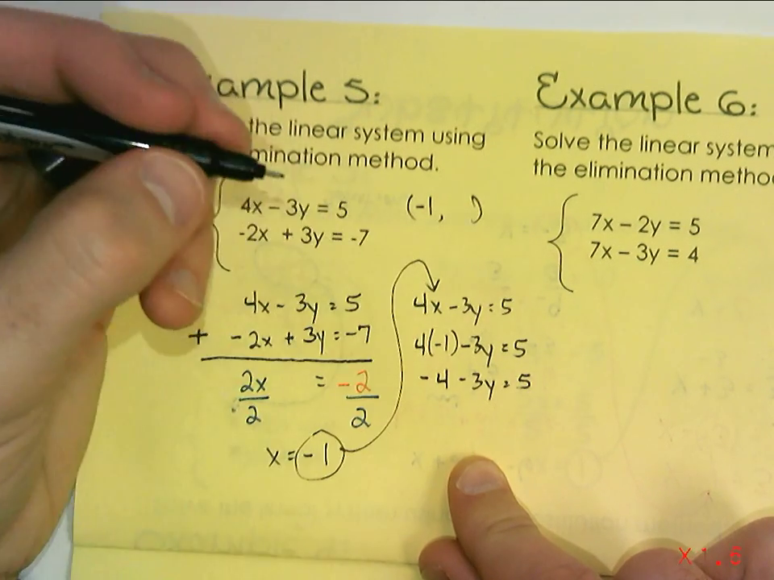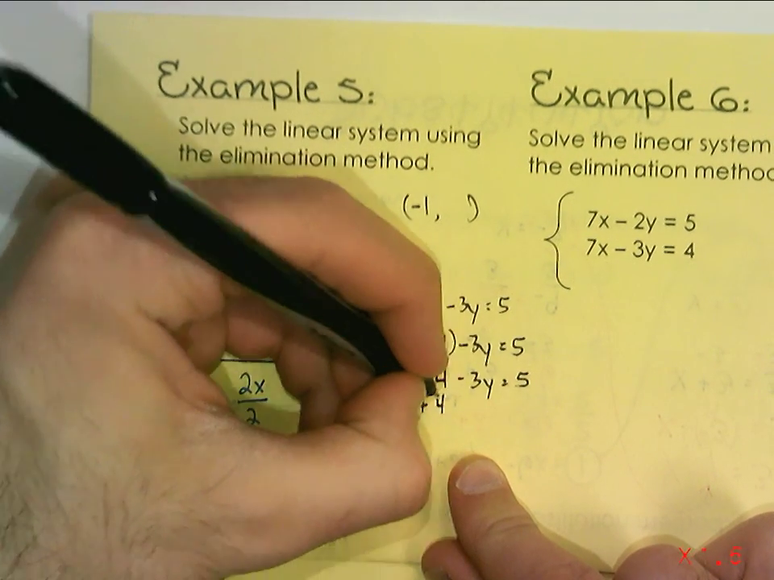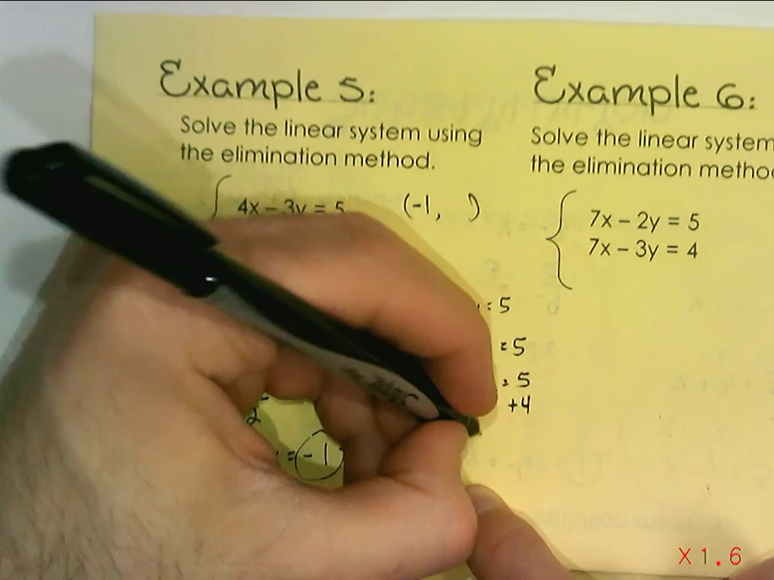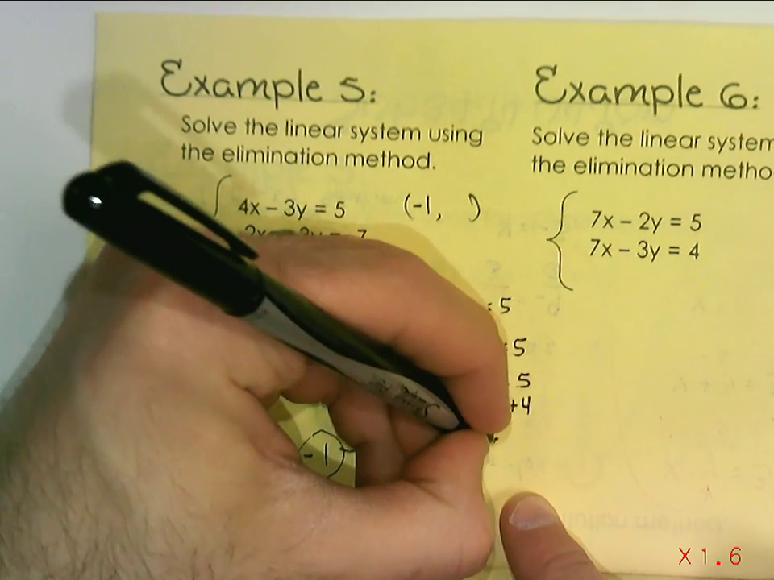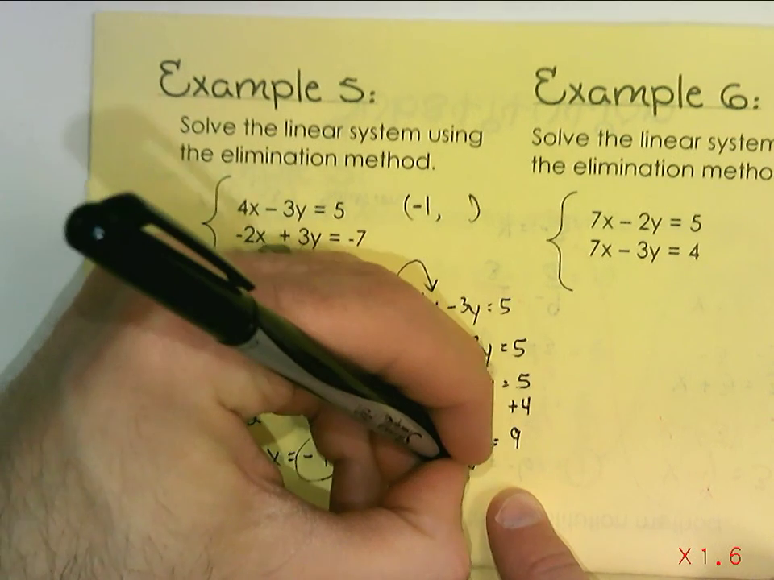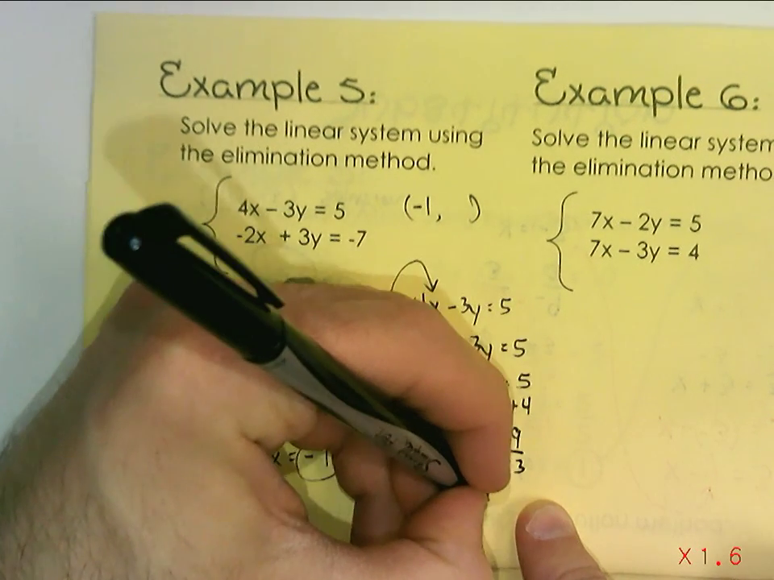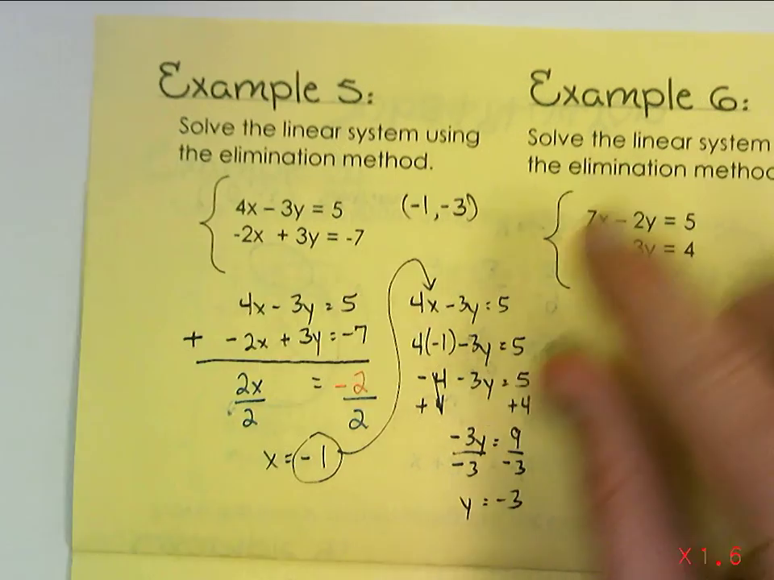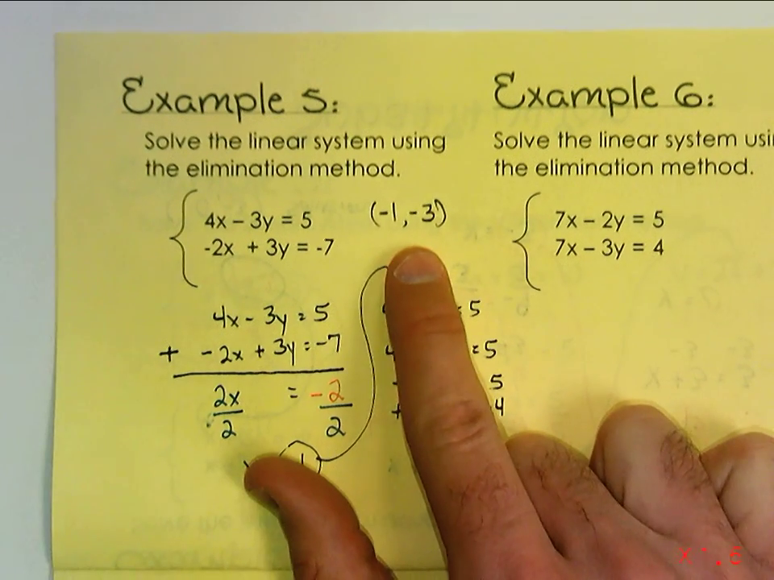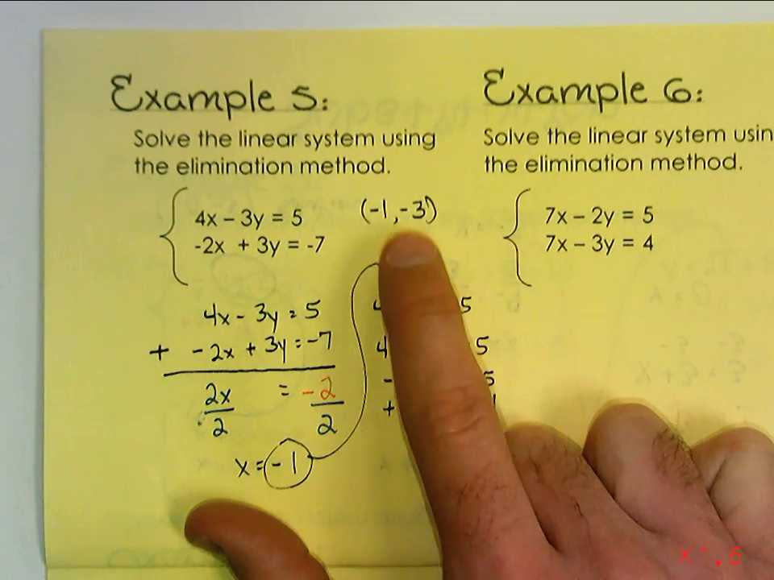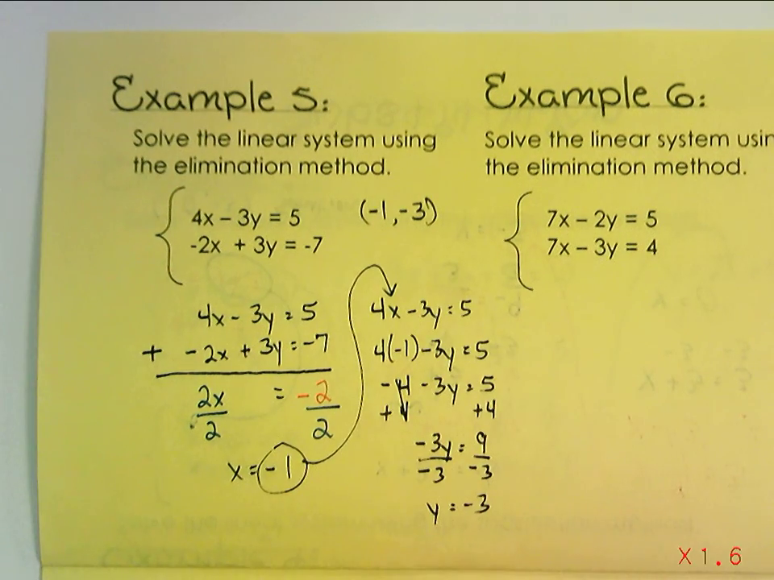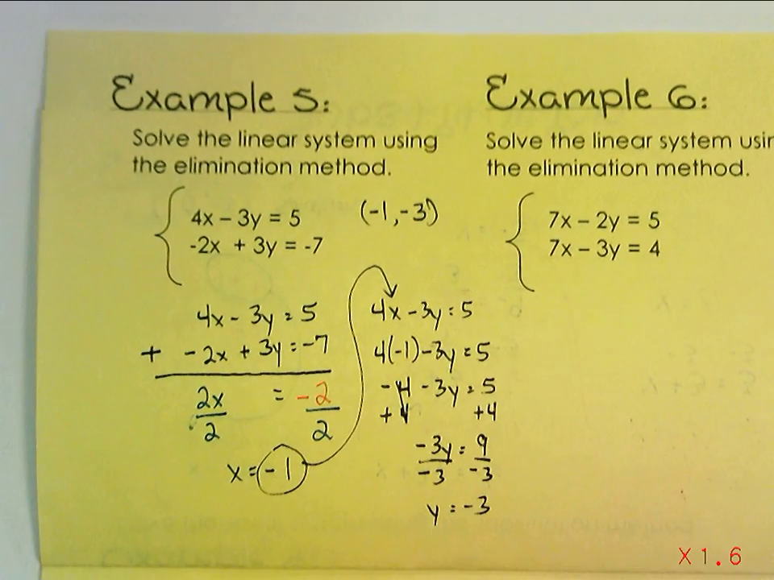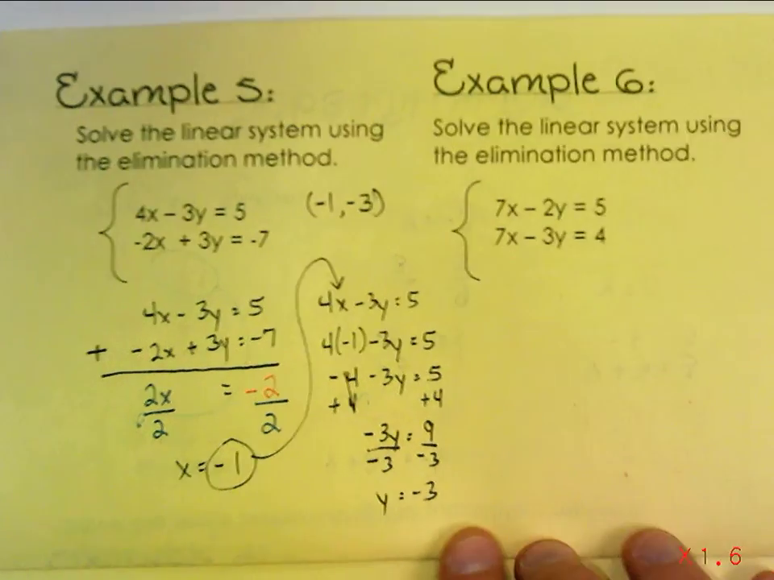So we're trying to solve for y here, so I'm going to add this 4 to both sides. And those cancel. I'm going to get negative 3y equals 9. Divide by negative 3. y equals negative 3. So my solution to the system of linear equations using elimination is negative 1, negative 3. Again, you could plug those values in and you should get 5 and negative 7 being equal to each other if you did it correctly.